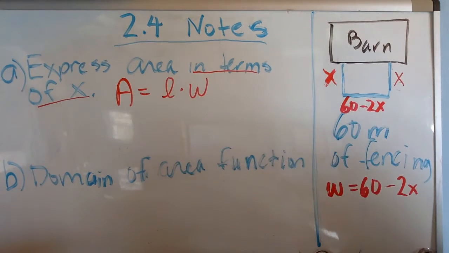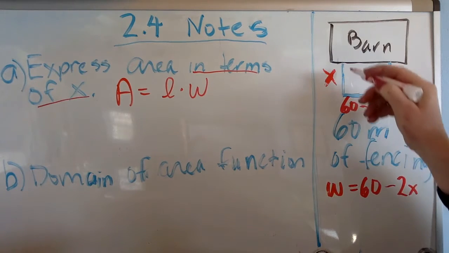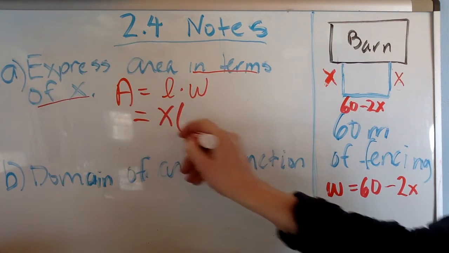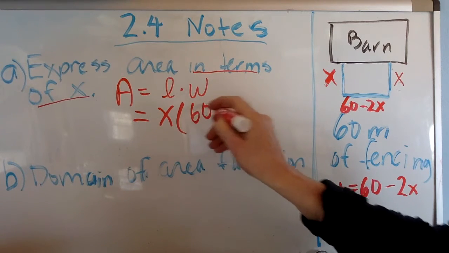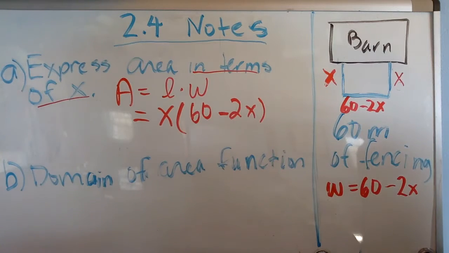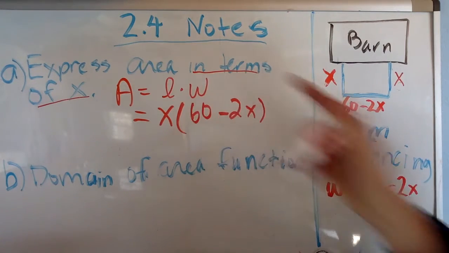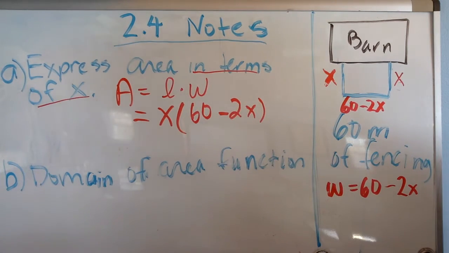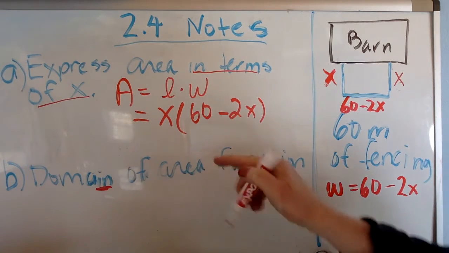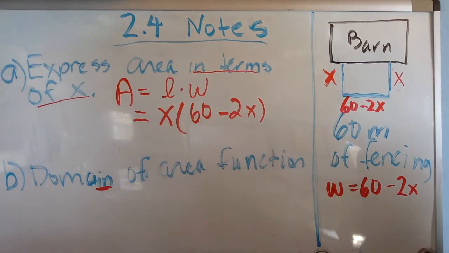So the area of this pen is really length times width, which is x times 60 minus 2x. And now I've expressed the area of this rectangular pen in terms of x only, not length and width. Now let's talk about the domain of this function. Remember, the domain of the function is what I can plug in for x. What are my possible values of x?